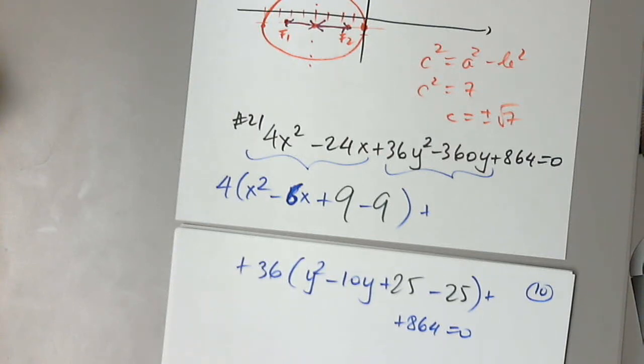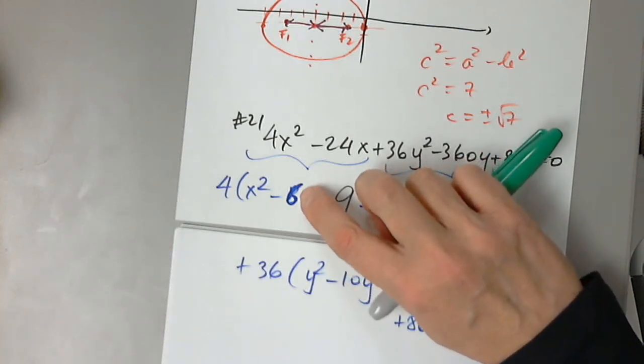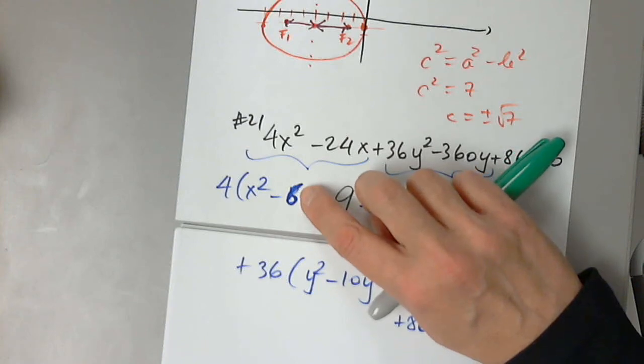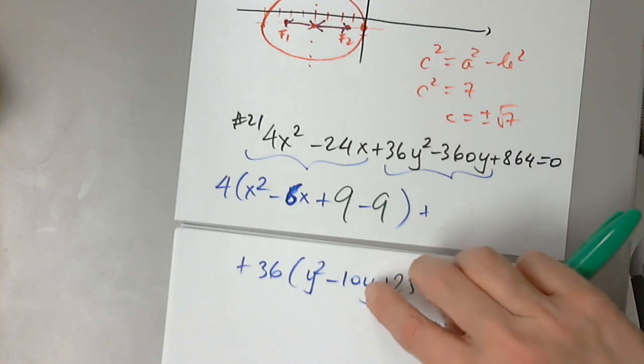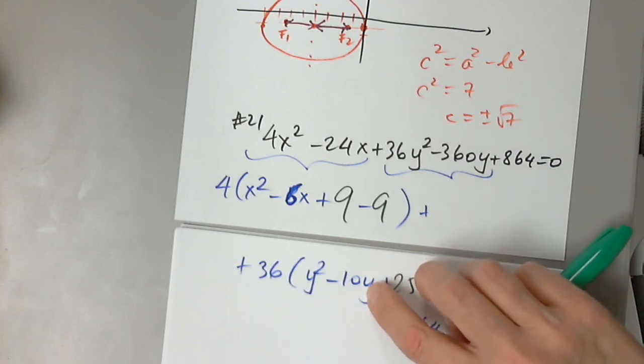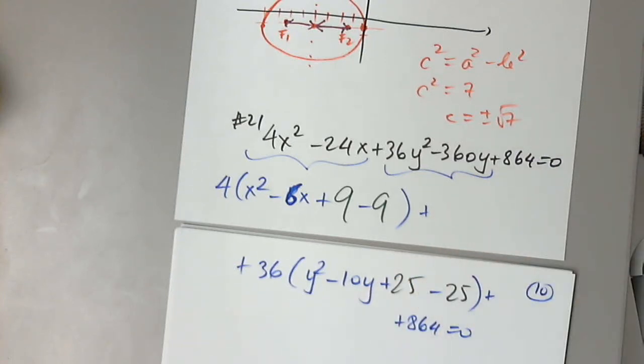Can you go through that process one more time? The middle coefficient divided by 2, squared, and that's what you add. So negative 6 divided by 2 is negative 3. Negative 3 squared is 9. That's what we need to add. Negative 10 divided by 2 is negative 5. We square negative 5. That's what we add. Say it again, Caleb.